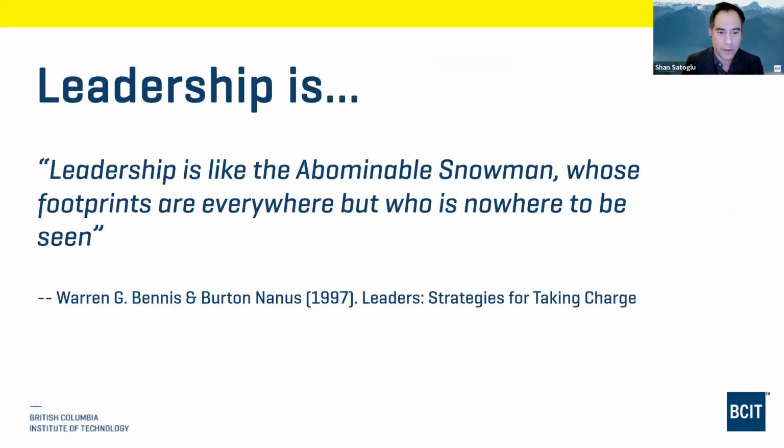Okay, so I've used the word leadership a few times here. Here's a quote that I think is a little comical. It's by Warren Bennis, who's a very well-known scholar and organizational theorist of leadership in the 80s. Leadership is like the abominable snowman whose footprints are everywhere, but is nowhere to be seen. So kind of a tongue-in-cheek comment about leadership.